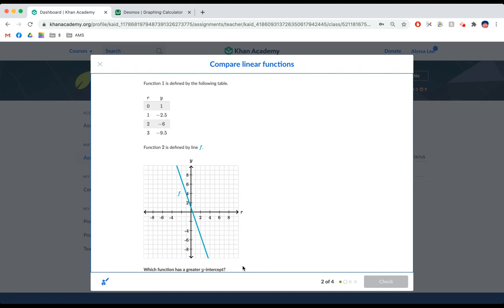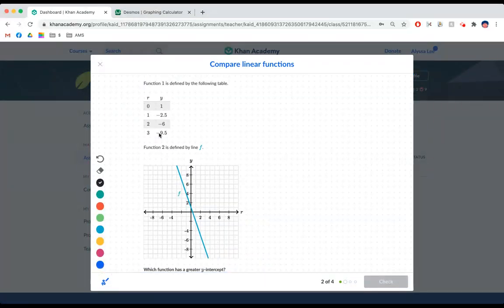Okay, so let's compare the y-intercepts again. To find the y-intercept in a table, we know that the x value is always 0, or your input is 0, okay? You're going to start seeing different letters, right? It's not always going to be x and y, but as long as you know you have inputs on left, outputs on right, then you can still mix and match, okay? So my x value, or r value in this case, is 0. We know that we're going to have a y-intercept of 1, right?